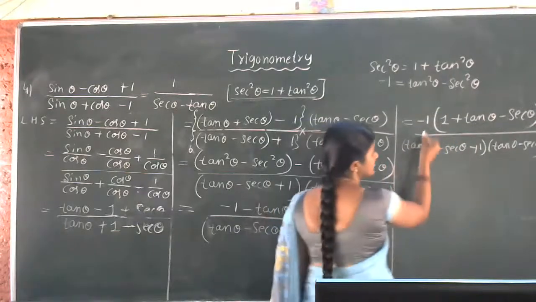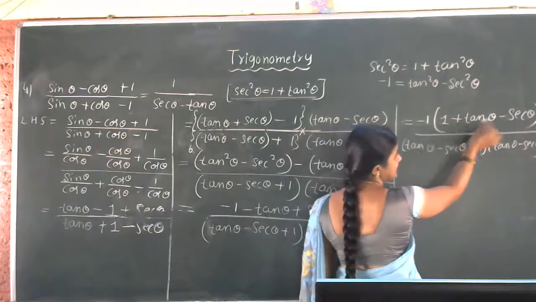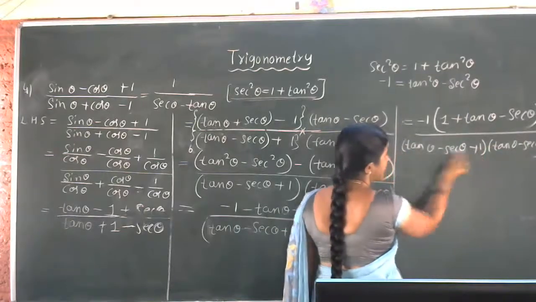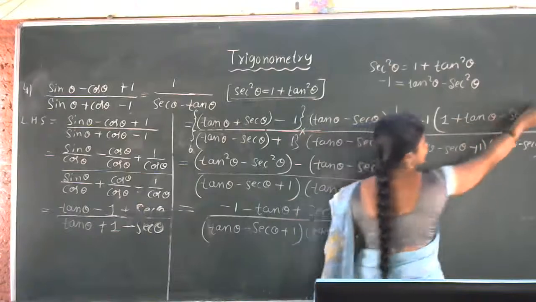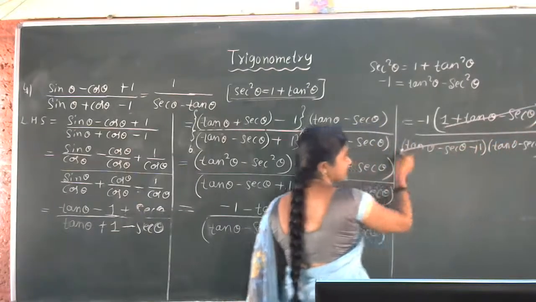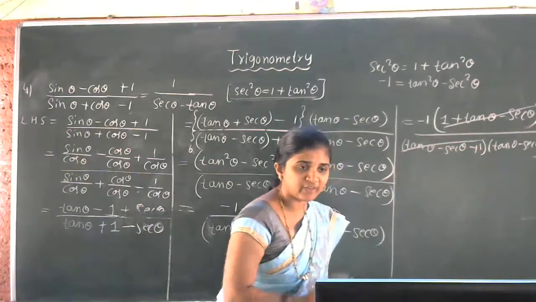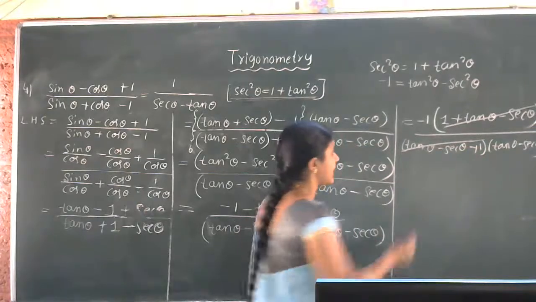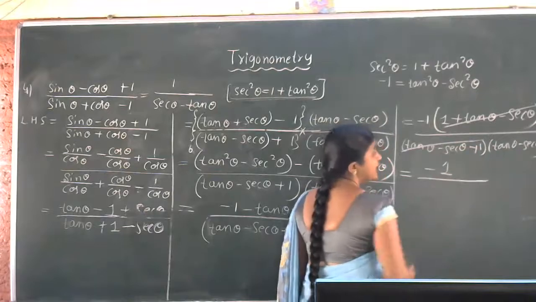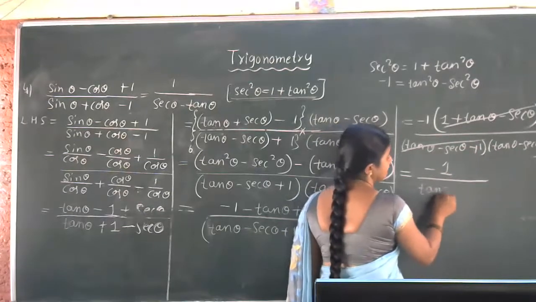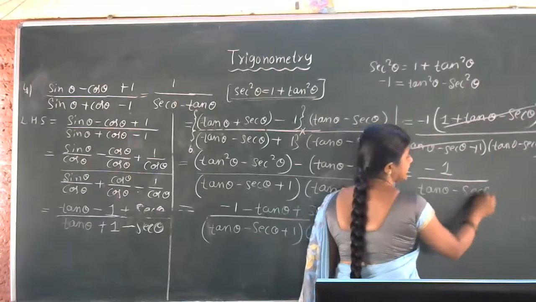Now you just observe: 1 plus tan theta minus secant theta, 1 plus tan theta minus secant theta. It is the same expression with the same sign, just the places changed. So can we strike out that one? We can cancel that one. So in the numerator, minus 1 is remaining, divided by tan theta minus secant theta.